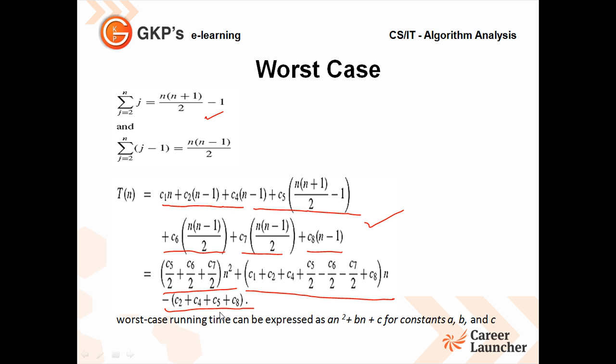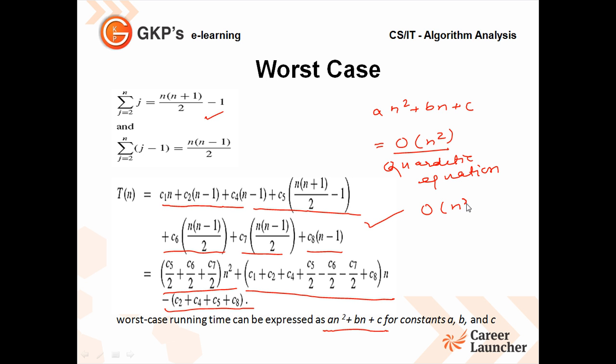So now this is forming a quadratic equation. That means a n square plus bn plus c for some constants a, b and c. So if the equation is a quadratic equation, we can represent a n square plus bn plus c, and its running time will become order of n square. That means for any quadratic equation, its running time is always order of n square.